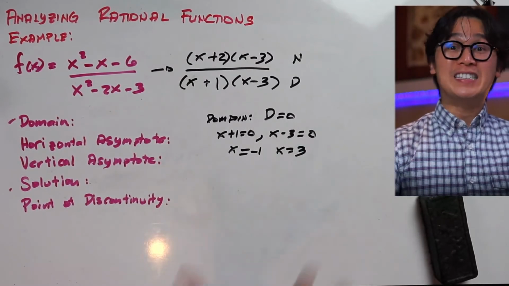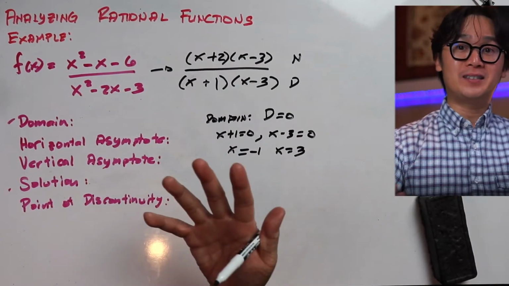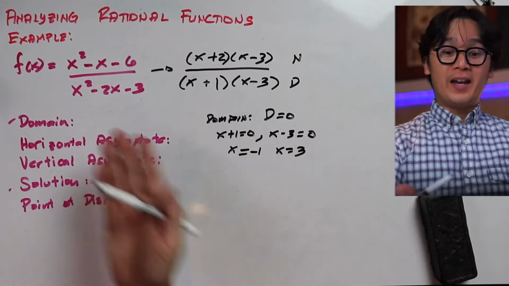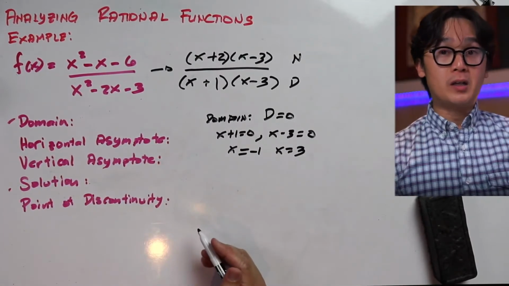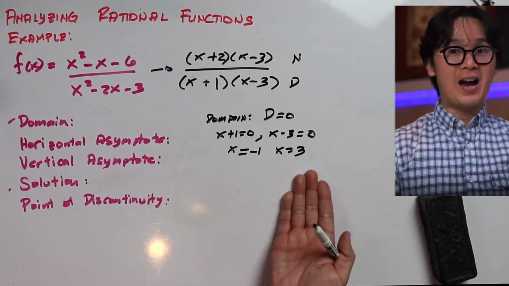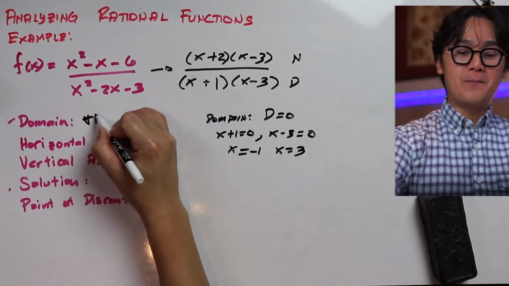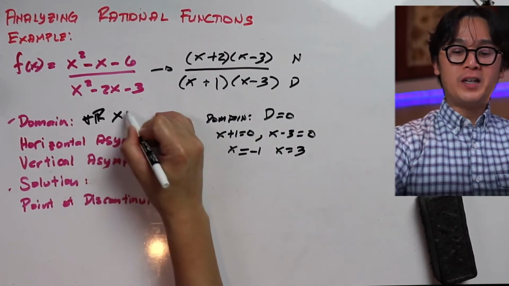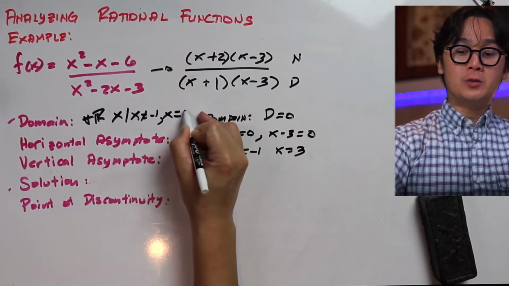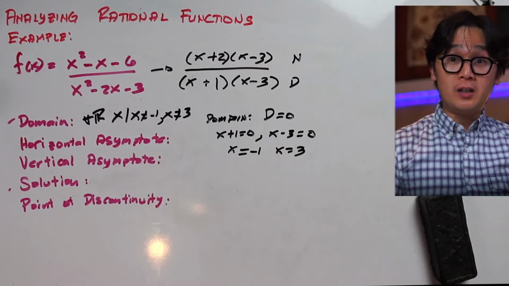And just like what I always tell my students, this particular technique in analyzing rational functions is finding the viruses that will make our denominator 0 because it's fatal in rational functions, because once our denominator is 0, our function will no longer exist. So now that we have found the viruses, which are negative 1 and 3, we know that our domain will be all real numbers such that x is not equal to negative 1 and x is not equal to 3 because that will make our function undefined.